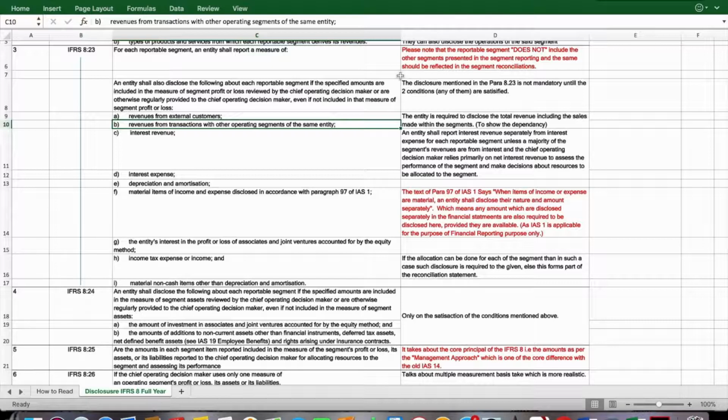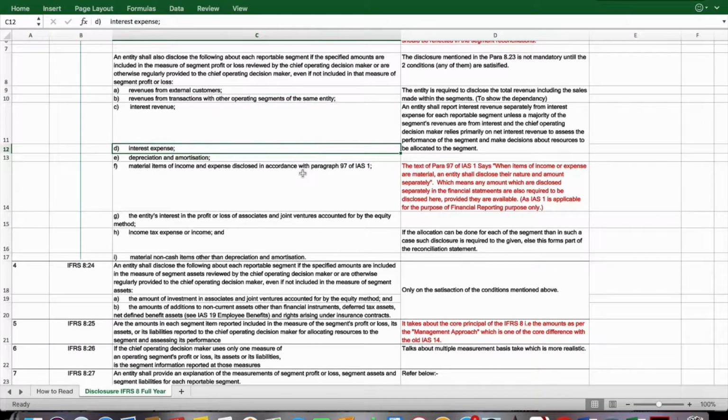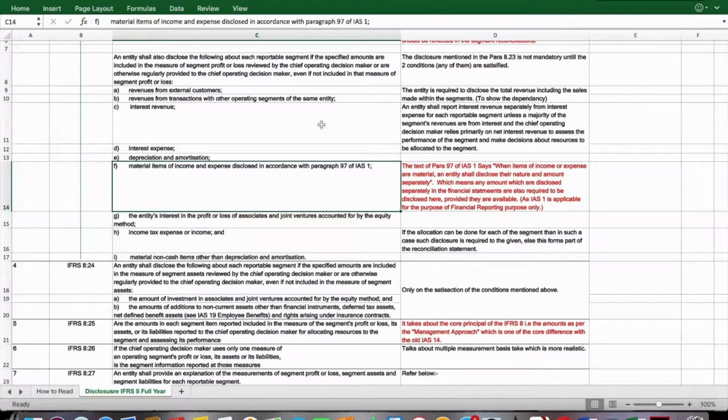In respect of interest expense, if we are clubbing interest expense and interest revenue, we need to provide a disclosure that we have clubbed the interest revenue and interest expense and are showing it as a net figure. And disclosing interest as a net figure would be beneficial for entities dealing with interest, like a bank, whose primary purpose is to provide loans and whose main source of revenue would be the interest collected. The fifth point would be depreciation and amortization. Sixth point, material items of income and expenses disclosed in accordance with paragraph 97.